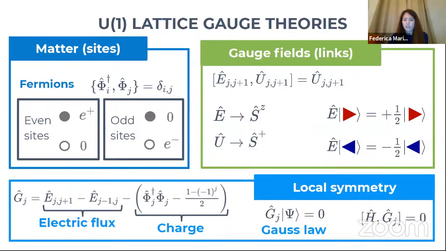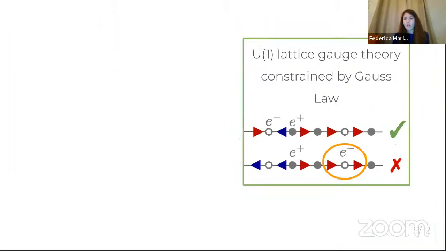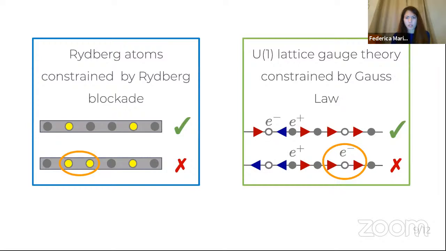Okay, so I'm not going to introduce the Hamiltonian and the mapping in detail because I don't have time, but I just want to tell you about the general idea. So on one side, we have this U(1) lattice gauge theory constrained by Gauss's law, which means that we don't allow this kind of violations where the charge is different from the flux. And we also restrict to a subspace of the total Hilbert space.